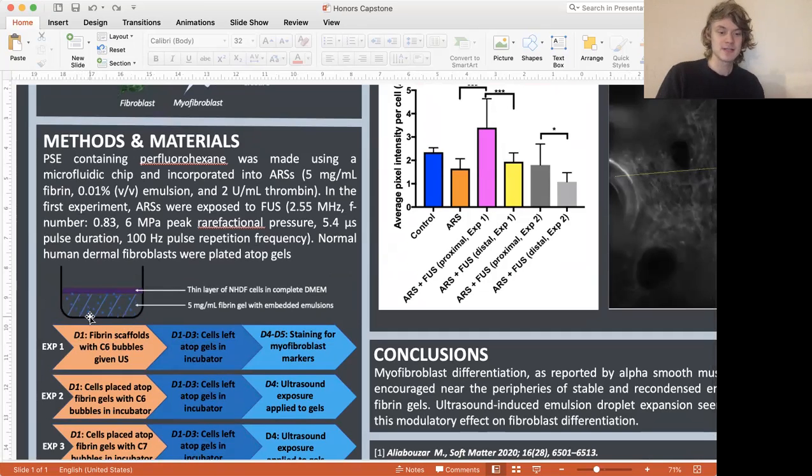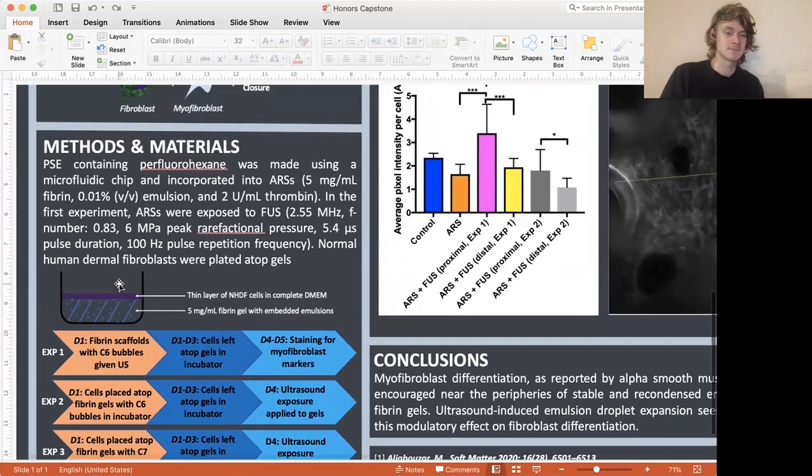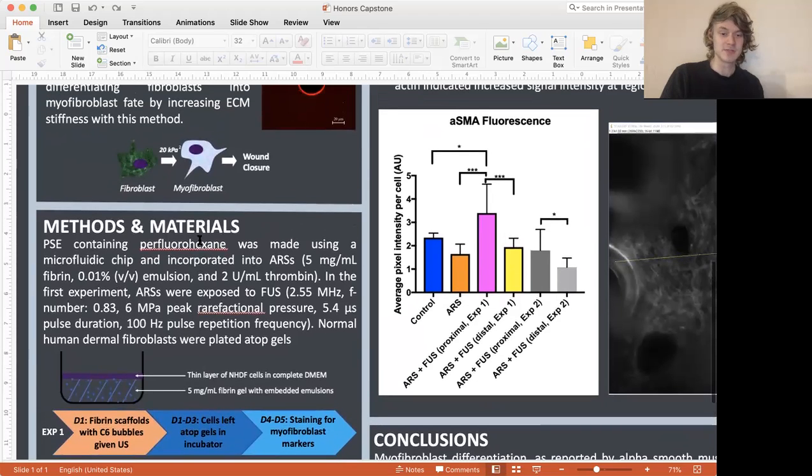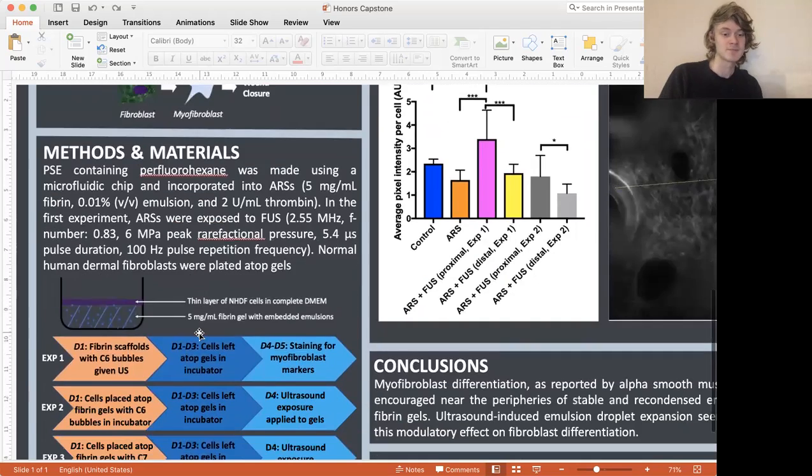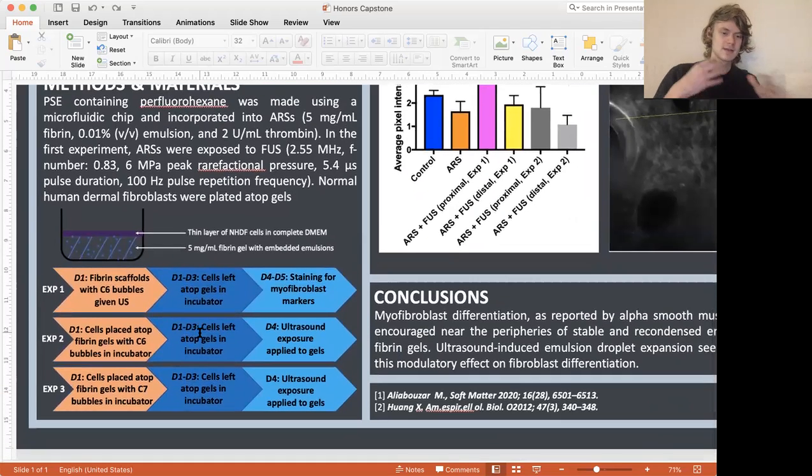I would generate these scaffolds, hit them with ultrasound to cause the emulsions to expand into bubbles, and then layer NHDF, which are fibroblasts, on top of the scaffolds. The hypothesis that I had was that the cells that come into contact with expanding bubbles would likely be influenced into this myofibroblast fate because they would be in a higher stiffness environment. I ran three different iterations of this experiment.